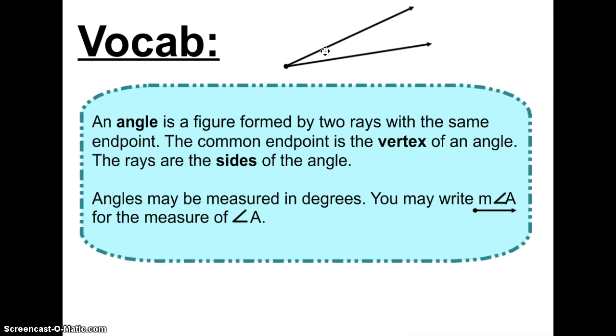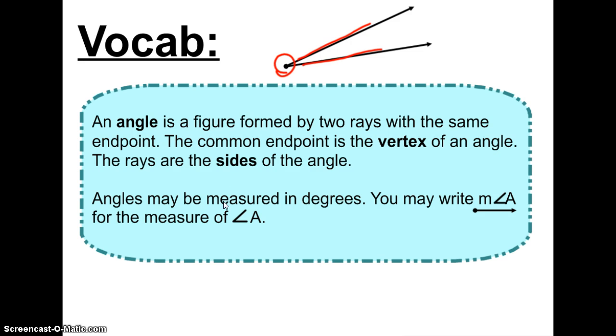Now the end point that you see here is called the vertex. That's very important. Now, these two right here are called the sides of the angle. This is going to be important also when we talk about triangles, talking about the different vertices and classifying each different side as far as opposite and adjacent.